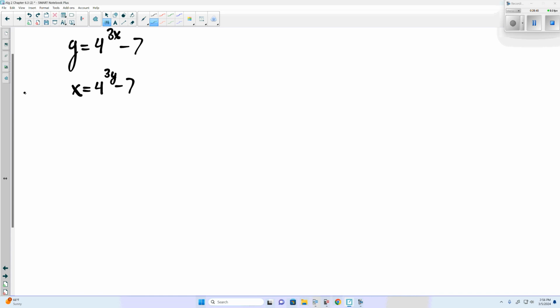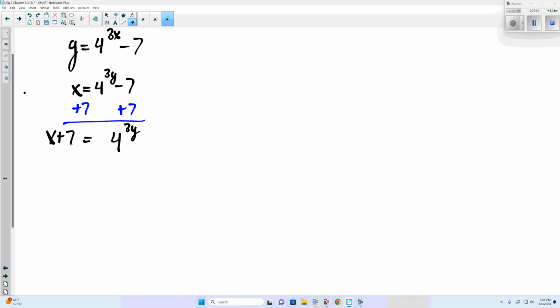Well, what can we do to get it by itself? Add 7, which makes the right-hand side 4 to the 3y. Okay. Move the equal sign over just a little bit. On the other side, we have x plus 7. Questions on this here?